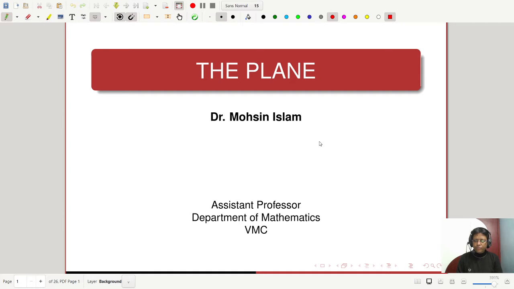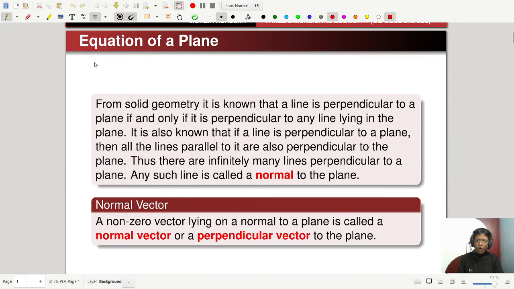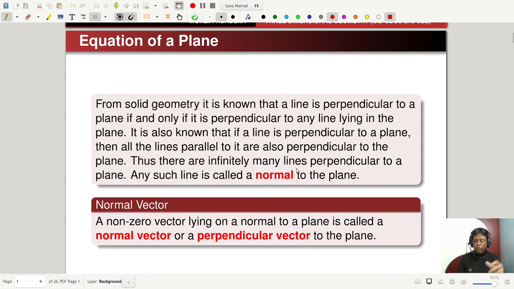So we can say an important theorem: a plane is represented by a linear equation in x, y, z, and conversely, any linear equation in x, y, z represents a plane. So let's verify those. Before we write the equation of a plane, let me give you some idea about solid geometry. From solid geometry, it is known that a line is perpendicular to a plane if and only if it is perpendicular to any line lying in the plane.